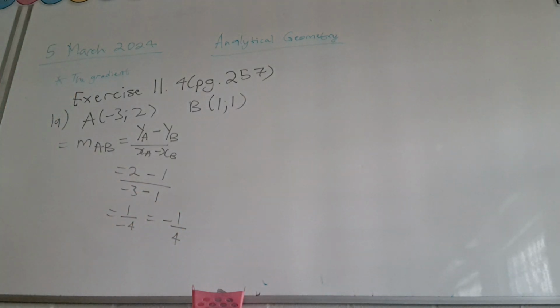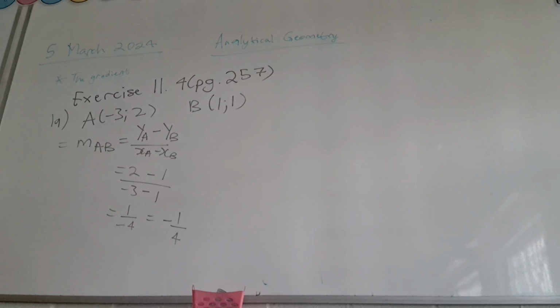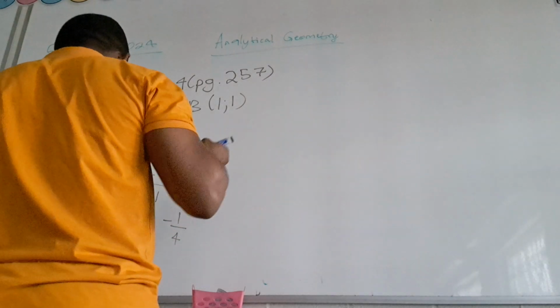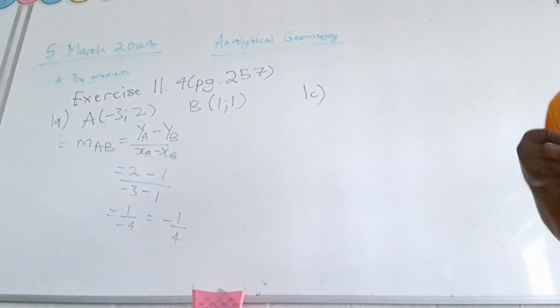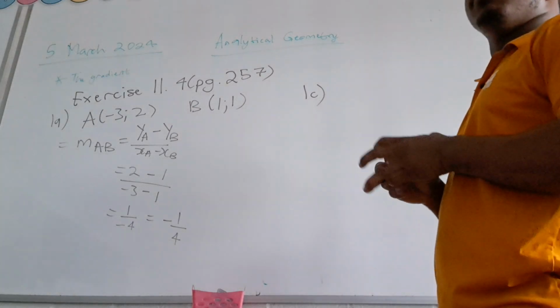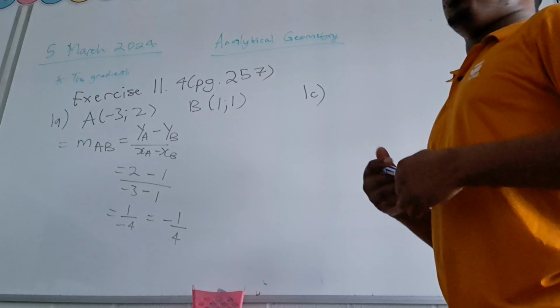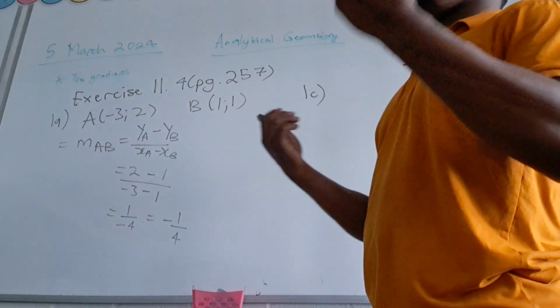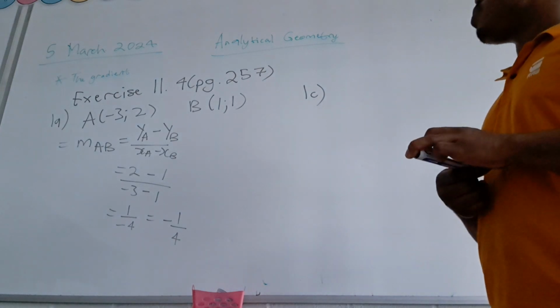Did everybody get that one right? Yeah. Cool. Easy part. Now 1C. You also have to do 1C. Right? Are you good? So if you got 1 over negative 4, that's fine. It's the same thing. 1 over negative 4 and minus 1 over 4 is the same thing. So it doesn't matter which way you do it.